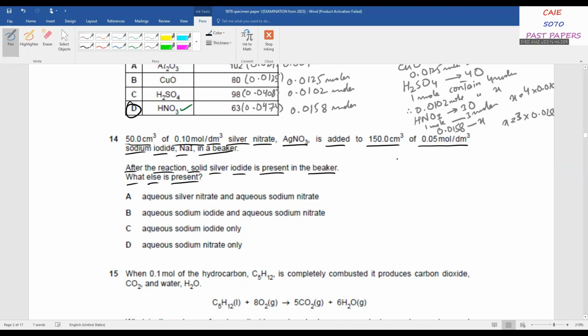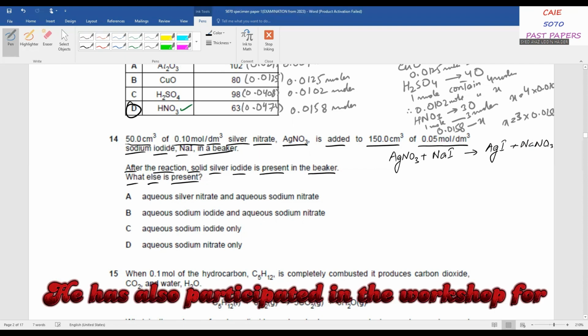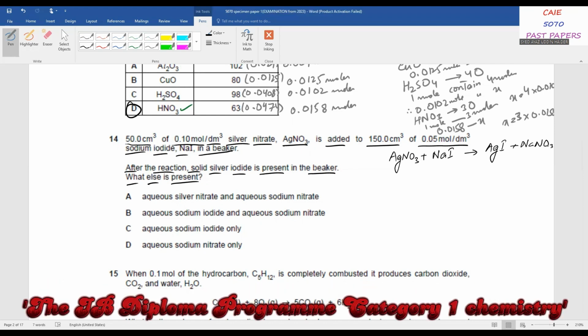The reaction equation will be like this: AgNO3 plus NaI. The products are silver iodide, AgI, plus sodium nitrate. You see the ratio for both reactants is 1:1. So first of all, I'm going to find the limiting and excess reactant in this reaction. Once you know them, the excess reactant will be the one which is left over with the product in this reaction.